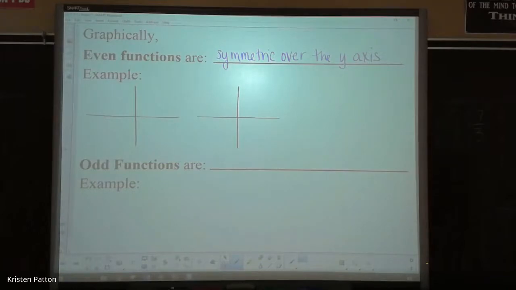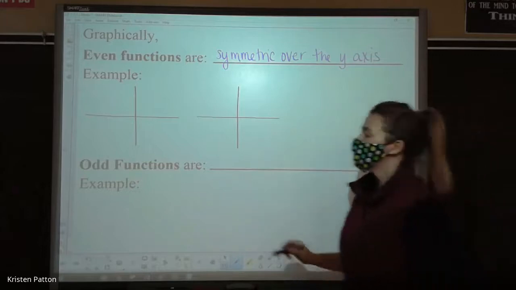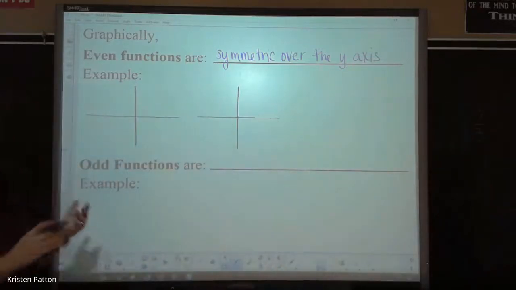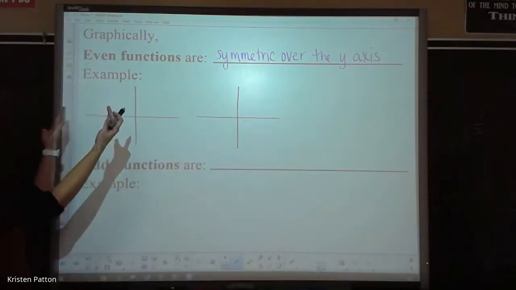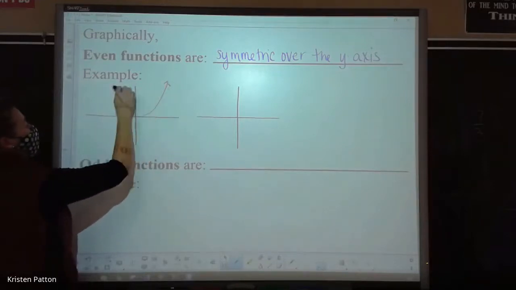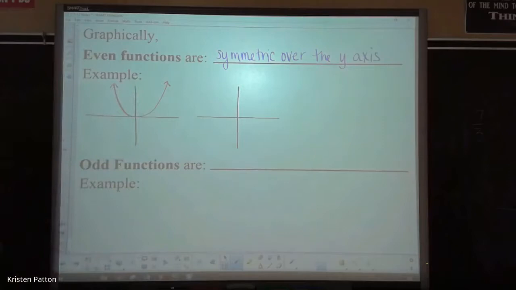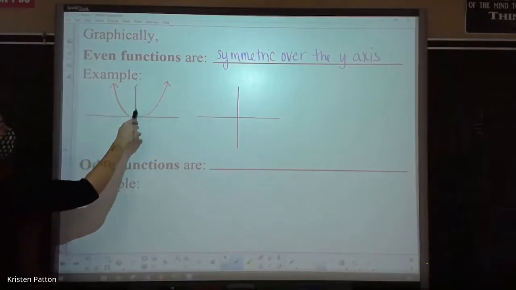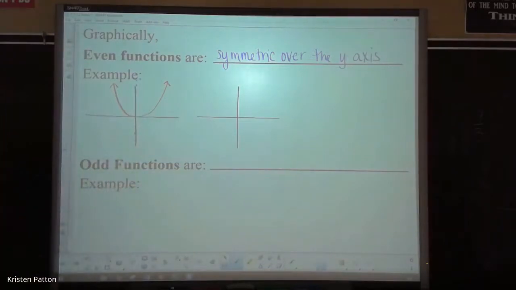I'll use 2 graphs and maybe we'll come up with a non-example here. Symmetric over the y-axis means whatever you see on the right side, you're going to see a mirror image of on the left side. A perfect example of that would be our parent graph of y equals x squared. Mine's not well drawn. You can use your imagination on that. But look at that. That axis of symmetry is the y-axis. Cuts it right down the middle.